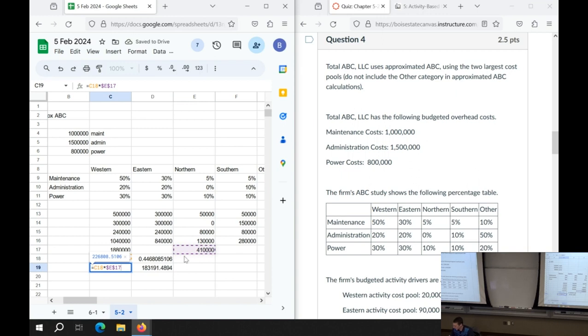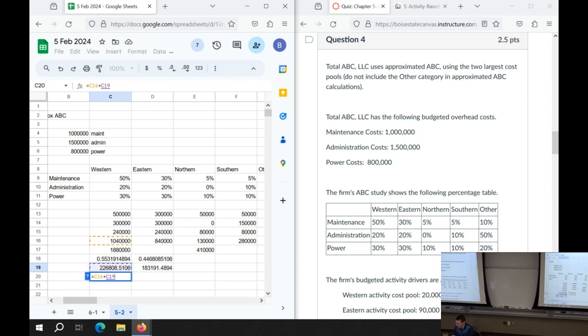Okay, so that $410,000, 55% of it is going to be eaten by Western, which ends up being $226,808.51. And 45% of it, rounding, of that $410,000 is going to be eaten by the Eastern cost pool, which ends up being $183,191.49, it would round to. So we can add that amount into the original cost pool that we have. We had $1,040,000 just from our normal ABC distribution of costs through the percent table.